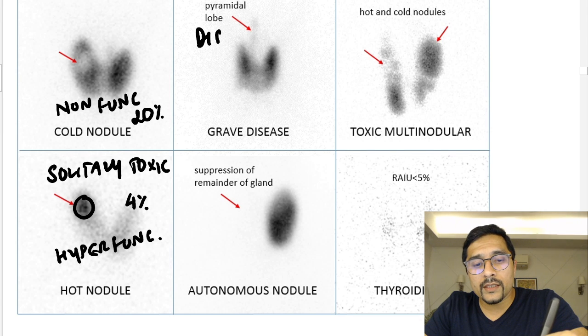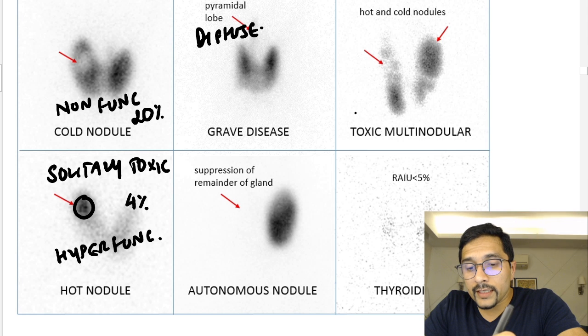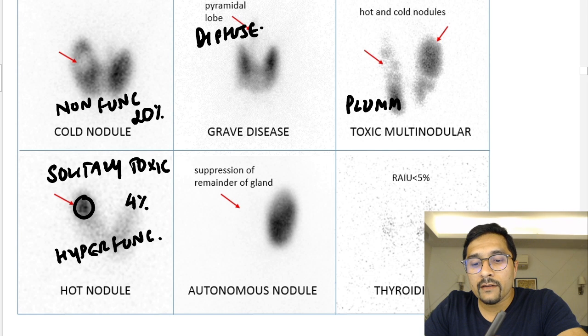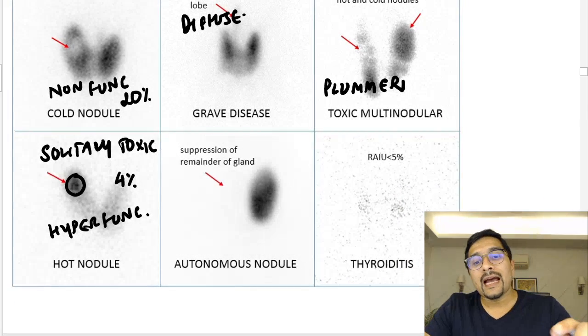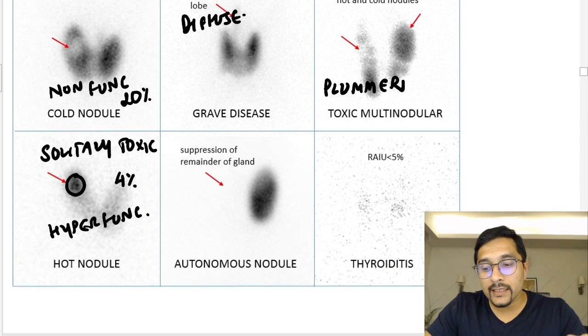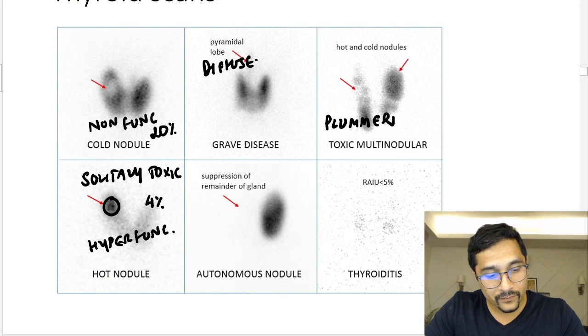Graves' disease shows diffuse enlargement. Toxic nodular goiter is known as Plummer's disease, where you will have multiple hot and cold nodules. And in thyroiditis, there is diffuse decreased uptake which is seen.